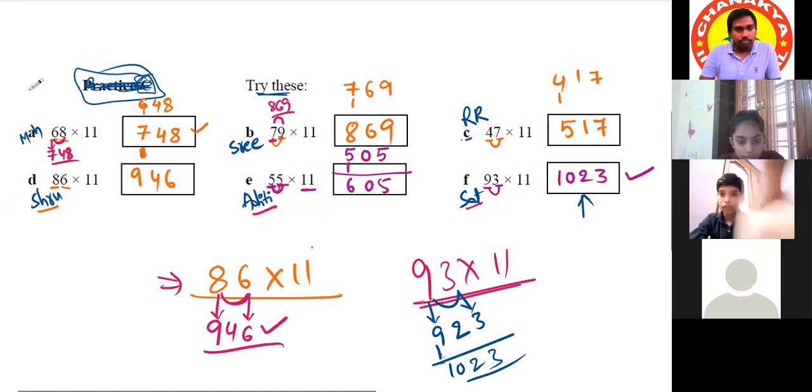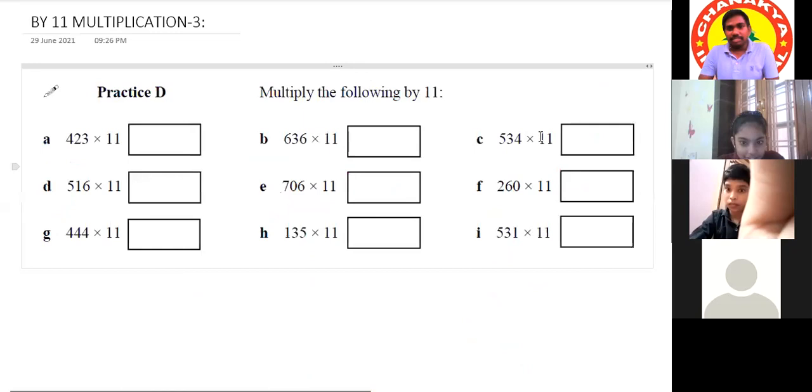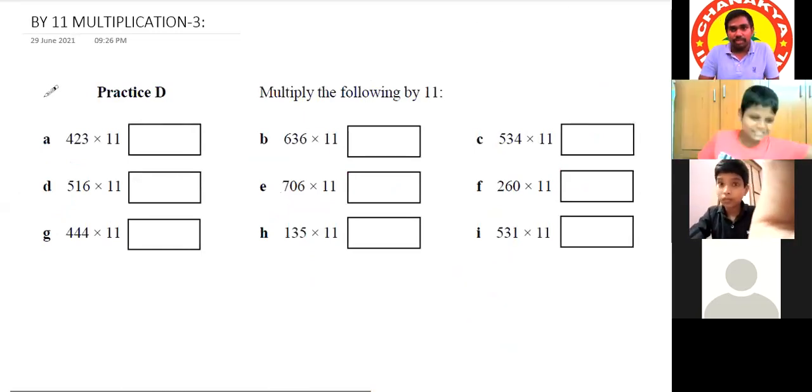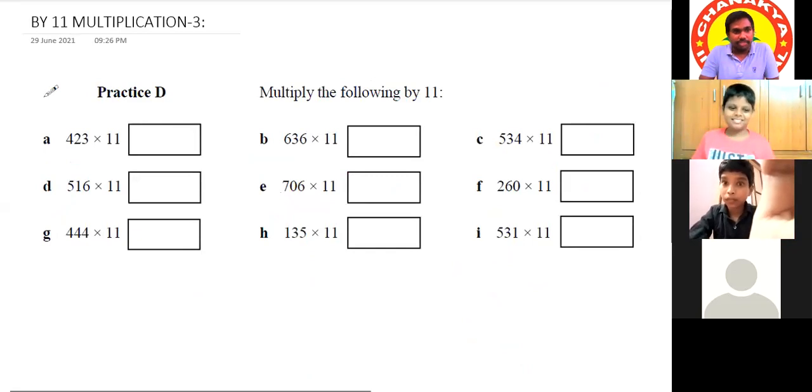So should we give names again? Just see the questions first, later give the names. There are 9 questions. 9 questions are there.